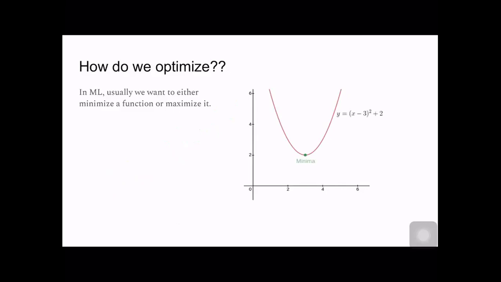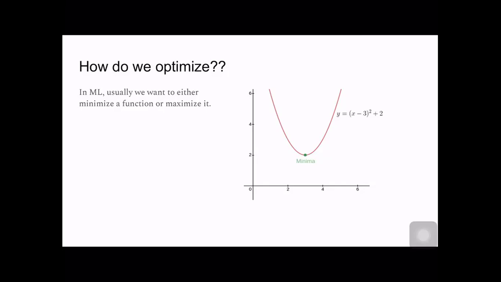So the question is, how do we optimize, and what do we mean by optimization in the ML world? In machine learning, usually we want to either minimize a function or maximize it. This is generally not the case all the time. For example, in GANs, you want to find a saddle point and you don't want to either minimize or maximize a function. But in many scenarios, you either want to minimize or maximize a function.